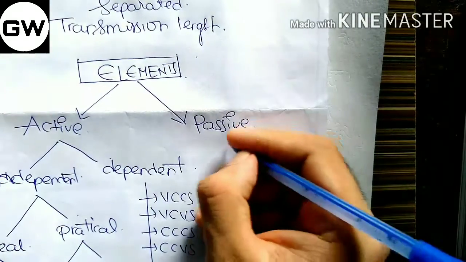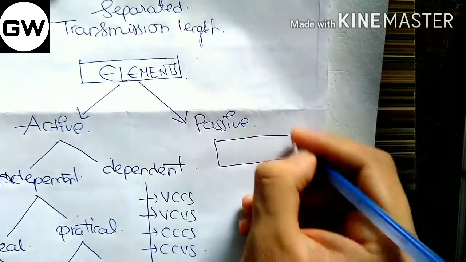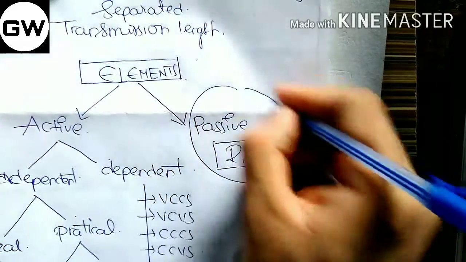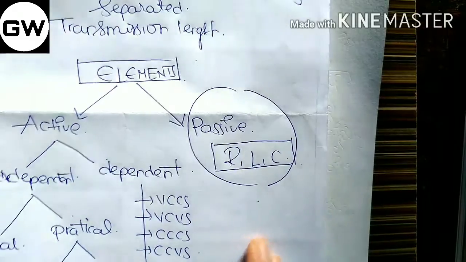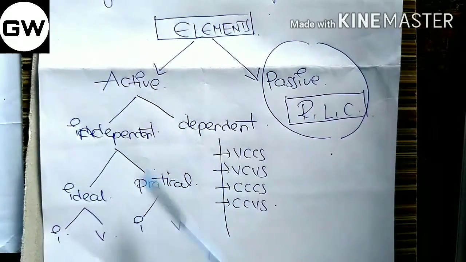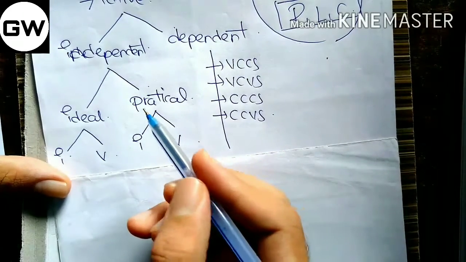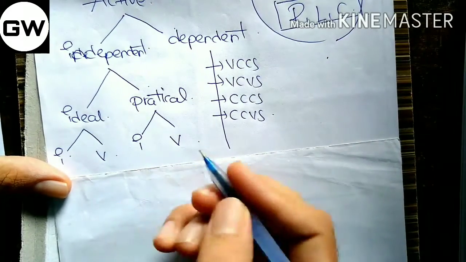Whereas the passive elements are those which consume energy, as I said, resistor, inductor and capacitor. We'll discuss this in the next video, and we'll discuss the active elements in this video. We know about the active elements. Active elements are the elements which supply energy.